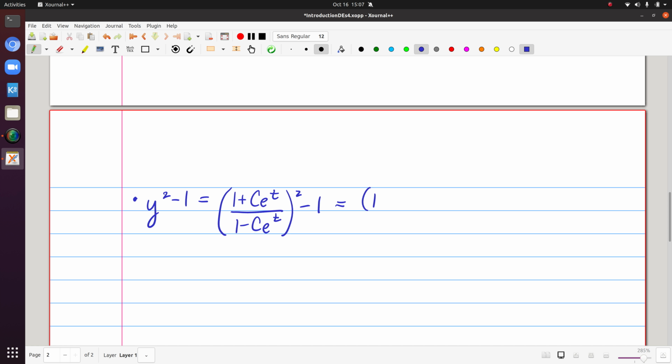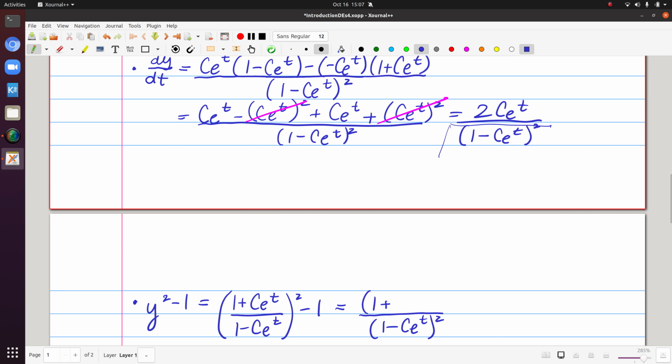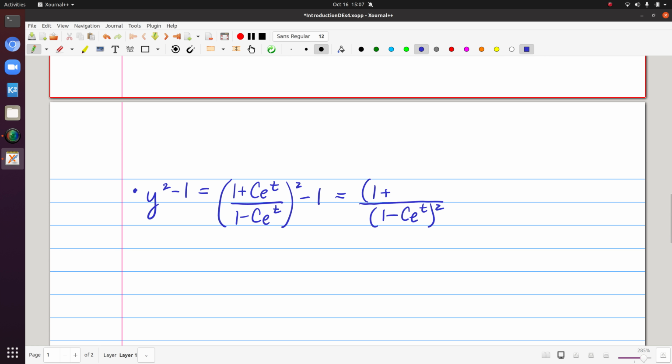Now, if I square this, I'm going to leave the denominator as this squared, only because I have that same denominator over here, and my task is to try to equate these. But in the top, I'll multiply this out, that would be 1 plus 2c e to the t plus the square, so c squared e to the 2t. So that's me writing out the squared term, minus 1.